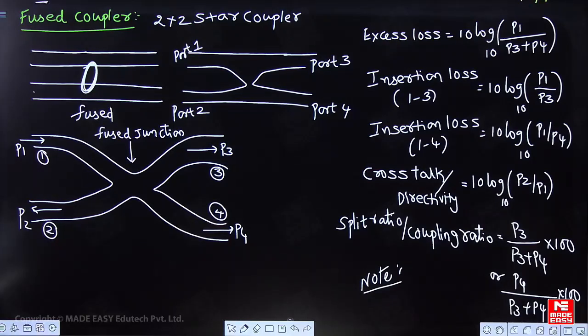Next, put the heading as crosstalk. It provides a measure of directional isolation achieved by the device.